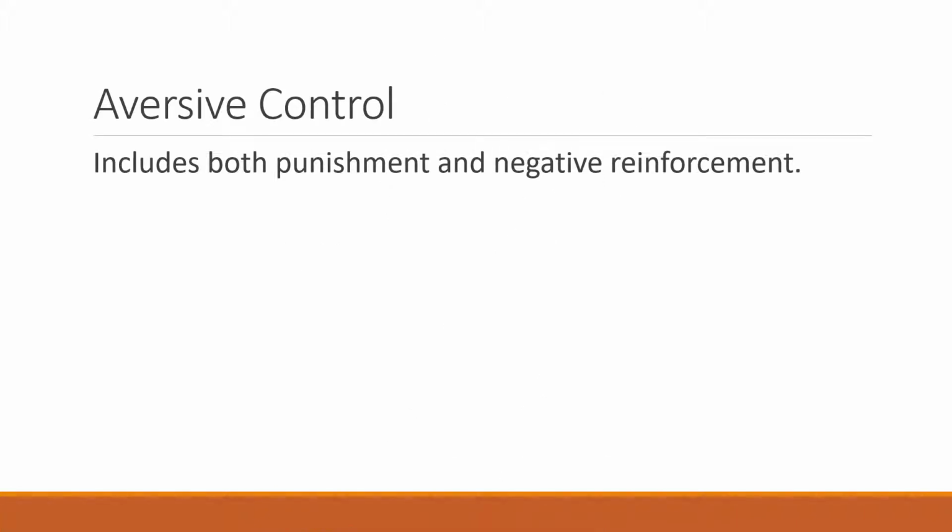When we talk about aversive control in general, we're talking about both punishment and negative reinforcement. While negative reinforcement does increase the rate of responding in the future, and we think of that as a positive thing when it comes to skill acquisition, we are still controlling that response using aversive stimuli.